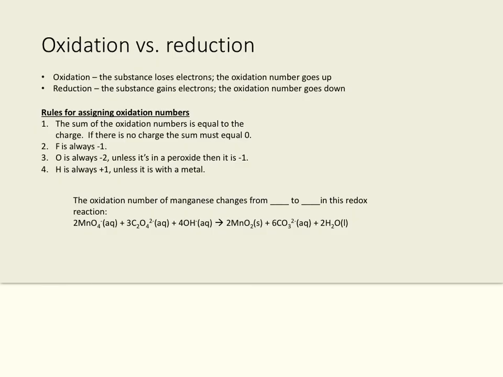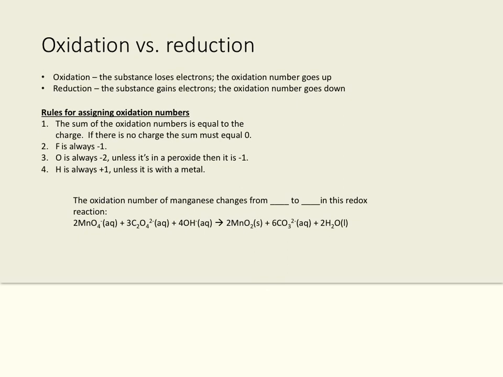All right, oxidation versus reduction. Oxidation, the substance loses electrons, the oxidation number goes up. Reduction, the substance gains electrons, the oxidation number goes down. And so here's some rules for assigning oxidation numbers if you cannot remember them. I suggest that you pause the video and write them down. Otherwise, I'm just going to get started here.